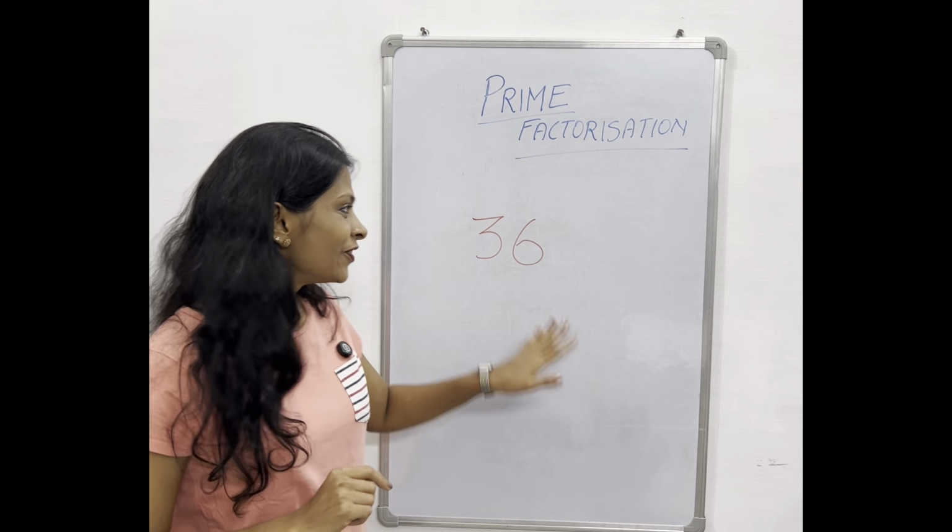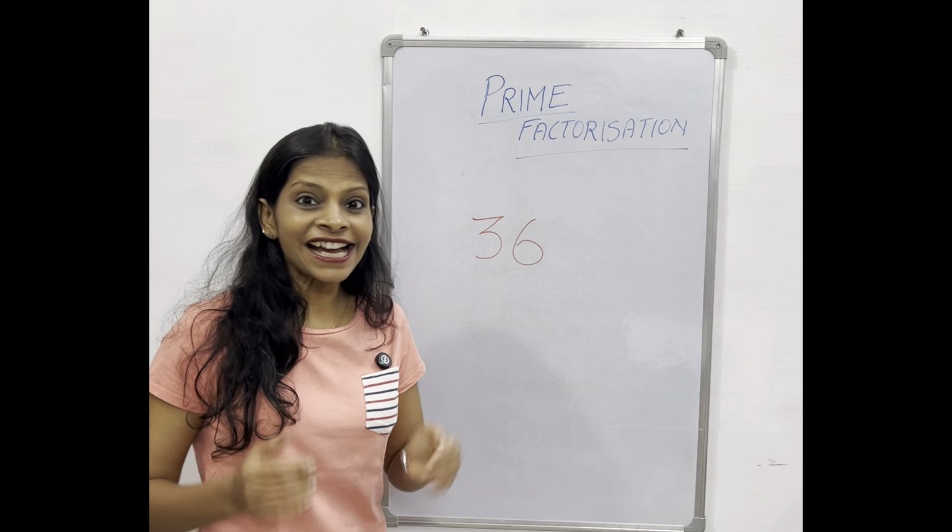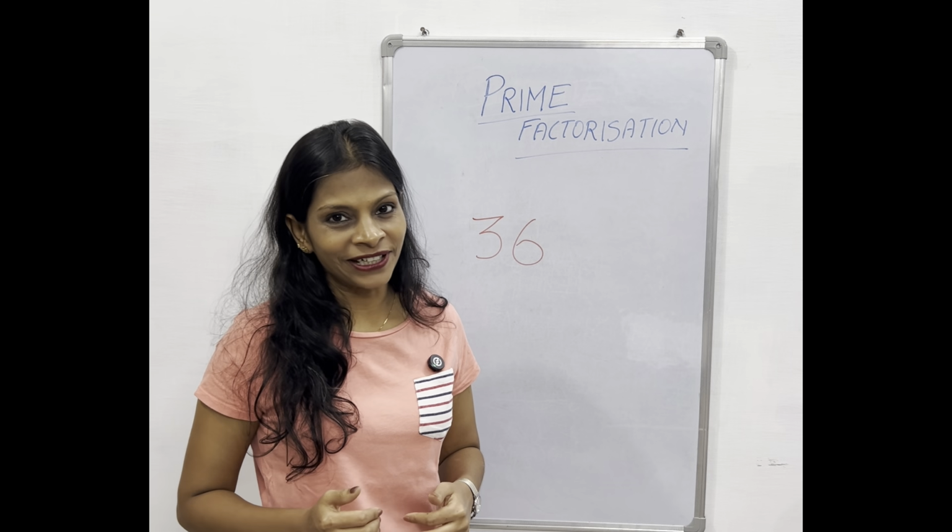Now it's your turn. Find the prime factorization of 36, and remember, break down 36 until every factor is prime.